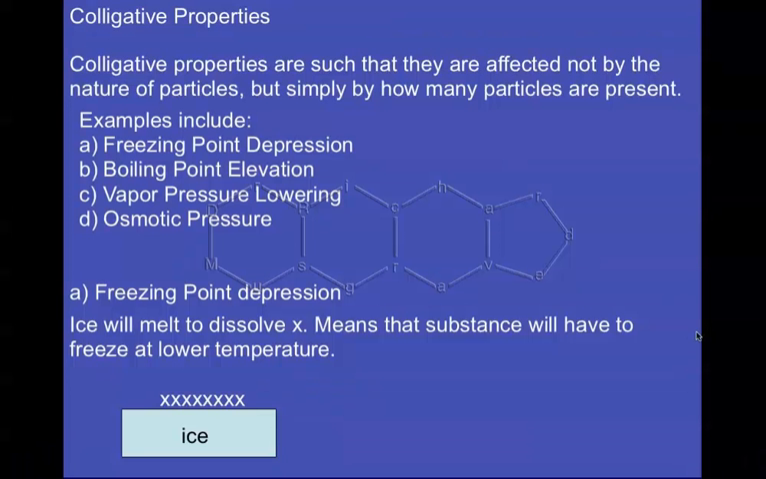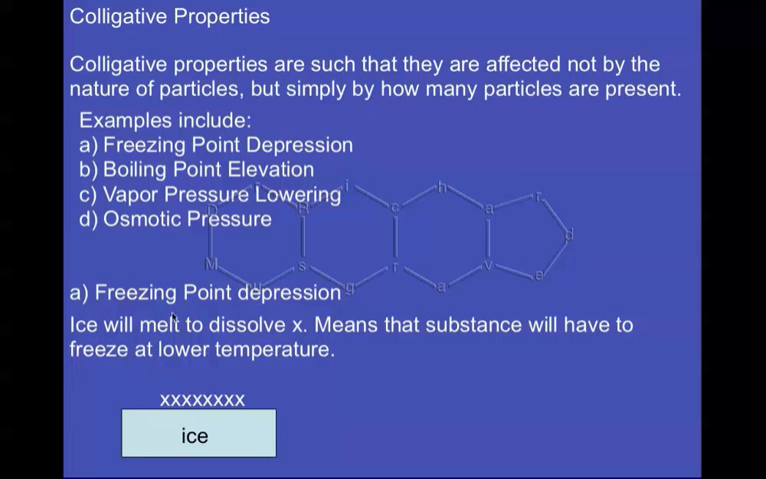I'd like to now give you an introduction to colligative properties. Colligative properties are defined as properties that are not affected by the nature of particles but simply by how many particles are present. Examples of colligative properties are freezing point depression, boiling point elevation, vapor pressure lowering and osmotic pressure. I'd like to give you examples of each of these.